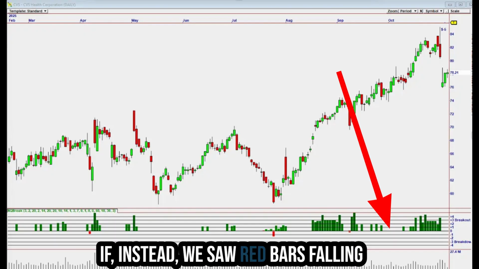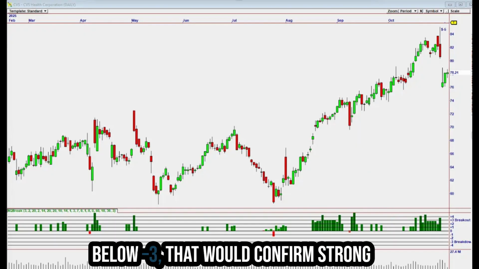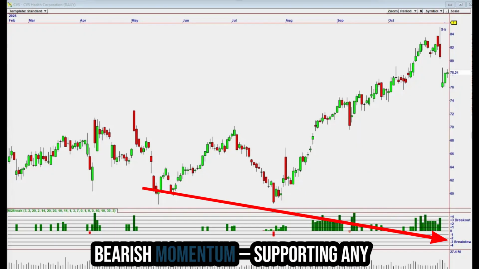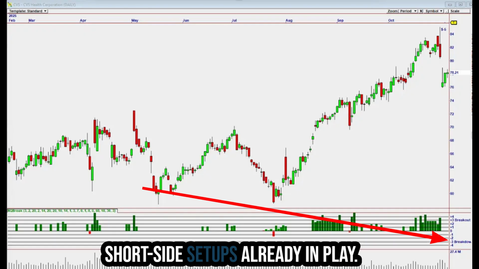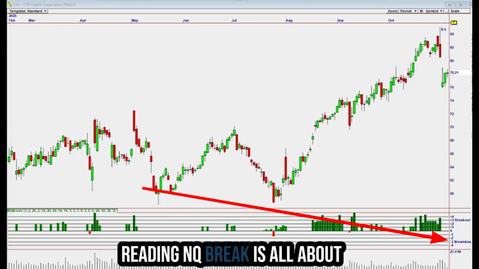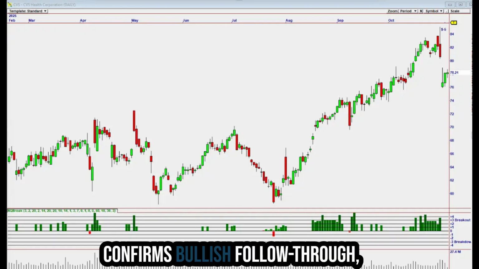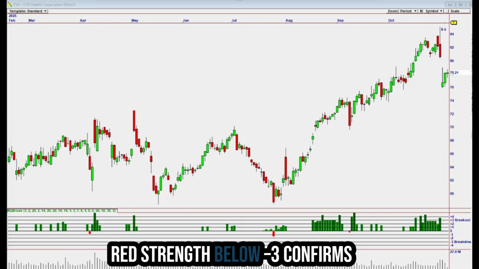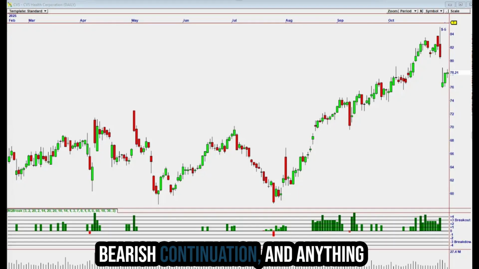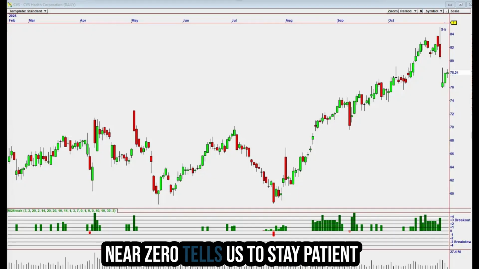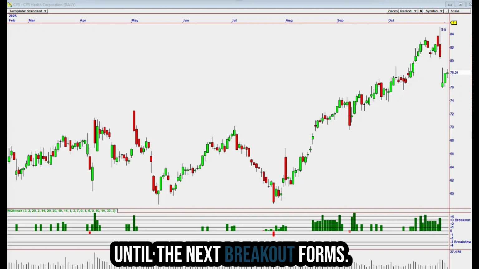If instead we saw red bars falling below -3, that would confirm strong bearish momentum, supporting any short side setups already in play. Reading NQ Break is all about context. Green strength above +3 confirms bullish follow-through, red strength below -3 confirms bearish continuation, and anything near 0 tells us to stay patient until the next breakout forms.